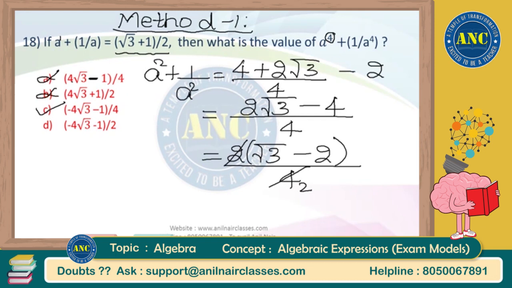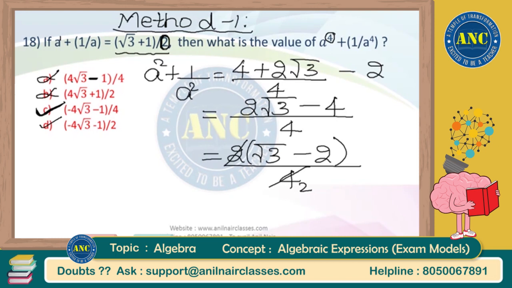Now, either option C should be correct, or option D should be correct. Either minus 4 root 3 minus 1 by 4 should be correct, or minus 4 root 3 minus 1 by 2 should be correct. Now, both are giving you negative values itself. Both will give you negative, but I will take a little risk here. I will take a little calculated risk here, and I will mark option C. How will you come to know that I should take a calculated risk and mark option C itself? Why not option D? Because in the question, if you observe carefully, they are giving it as divided by 2, right?